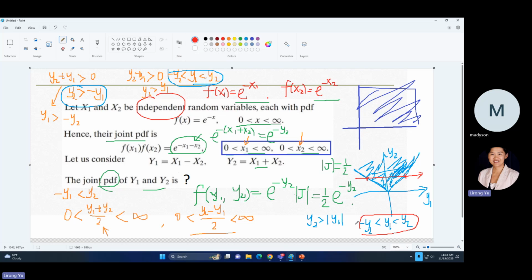Draw a horizontal line, or you draw a vertical line. So this is y2 from here to positive infinity. So y2 has to be higher than the absolute value of y1. That's why I'm trying to put a boundary or a limit like that on y2. But either way, in the support, we should mark out what the natural boundary for y1 is and what the natural boundary for y2 is.